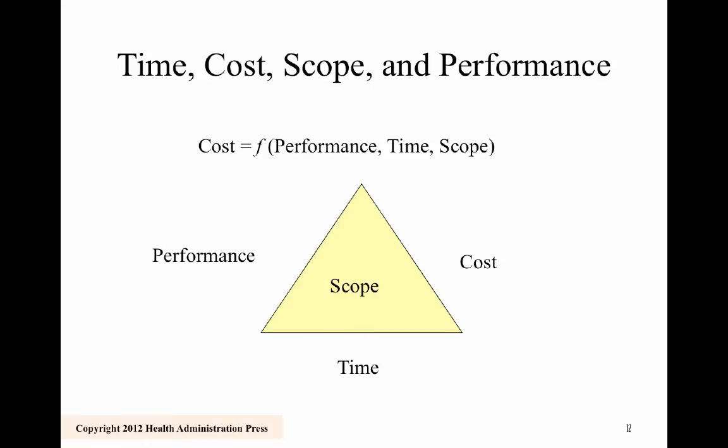Here we can look at four things: time, cost, scope, and performance. How much time is it going to take you to do this? How much is it going to cost you? And then what kind of performance target are we looking for? The scope considers all of those things, and you try to focus in on what you're trying to accomplish.